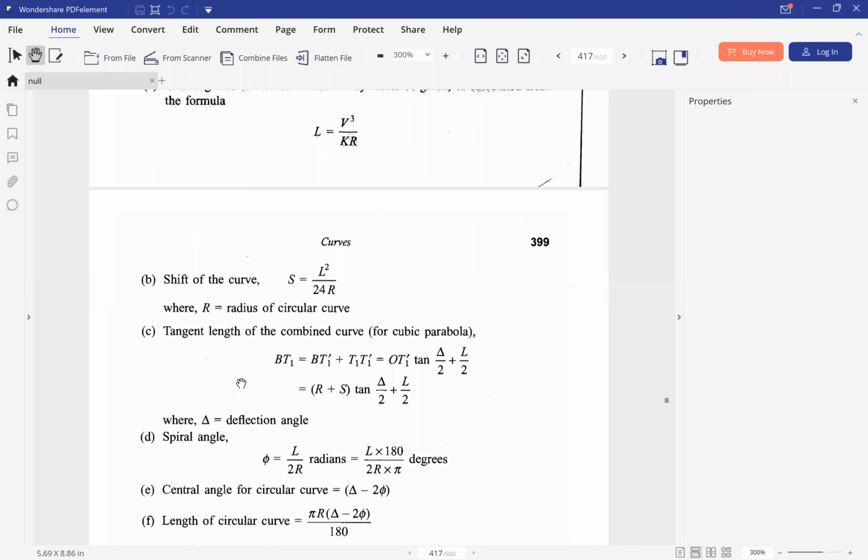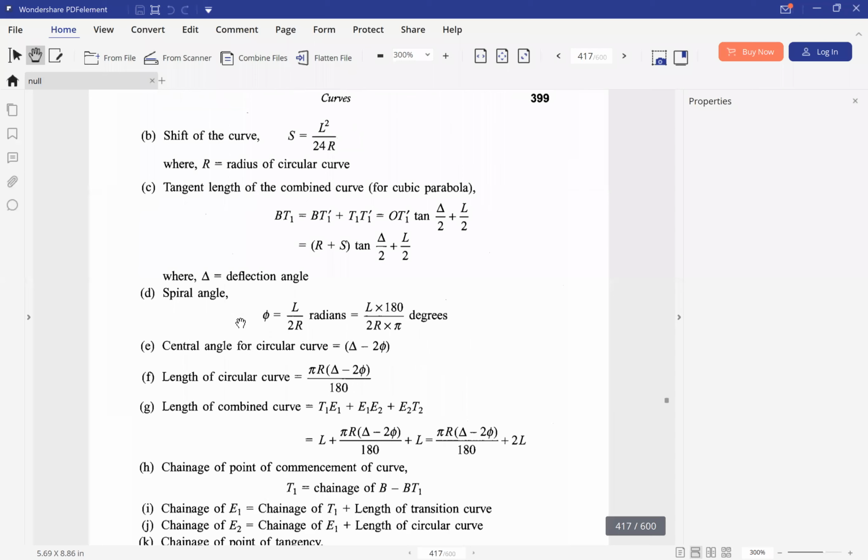Then you need to calculate the length of the combined curve for tangent, and for that the relationship is (R plus S) tan of delta by 2 plus L by 2, where R is the radius of your circular curve, S is the shift, delta is the deflection angle, and capital L is the length of the transition curve. And then the spiral angle, that is equal to L over 2R. In order to convert it into degrees, multiply by 180 over pi.